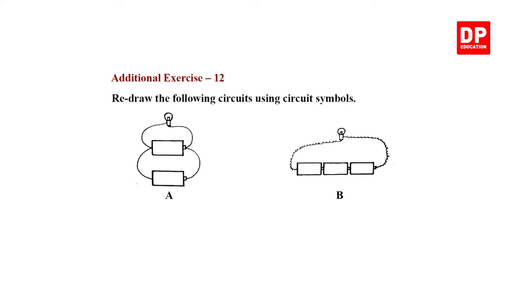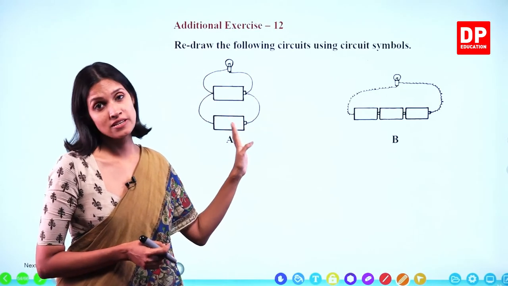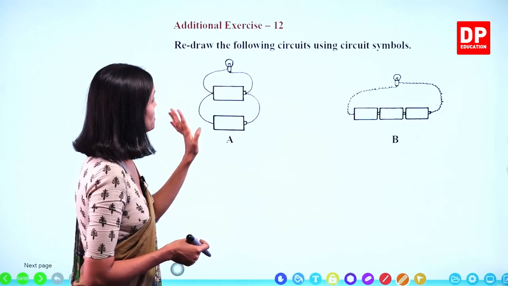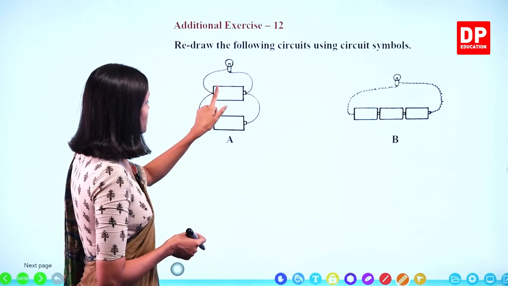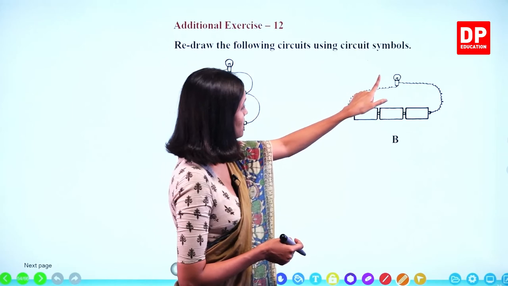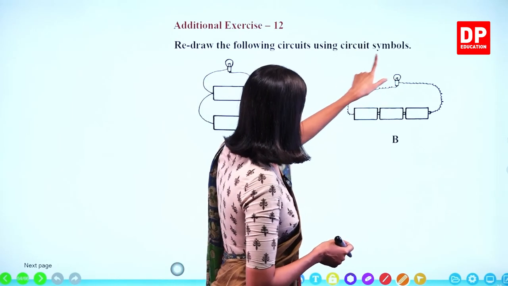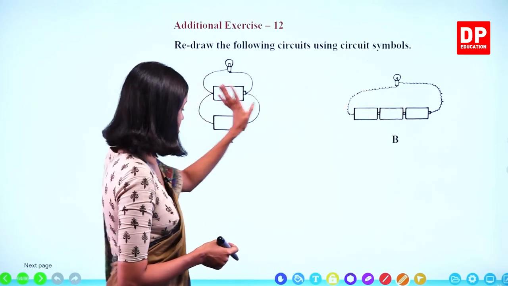Exercise number 12. Redraw the following circuits using circuit symbols. Now we learn what the circuit symbols are and how to draw them. Now this is very easy for you all. Look at the first one. Here we have a bulb with two dry cells and connective wire. Here we have one bulb with connective wire and three dry cells. Now this is going to be pretty easy.